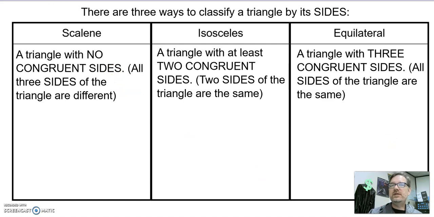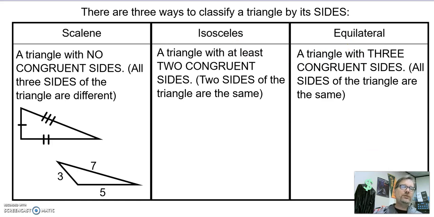So triangles can be named by their sides. Their sides are scalene, isosceles, and equilateral. Scalene means all three sides of the triangle are different. What I did here in this diagram is I showed you with congruent ticks that the triangle sides are all different because 1 tick, 2 ticks, 3 ticks. Or there'll be no markings on the triangle sides at all. I can also show it with numbers.